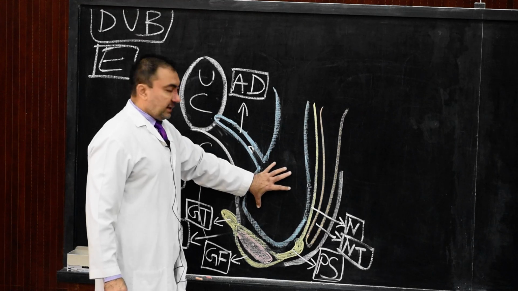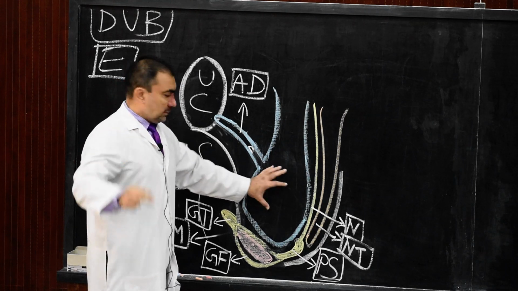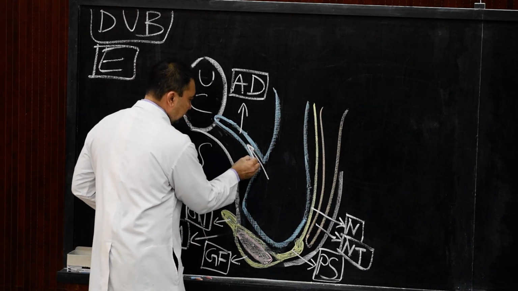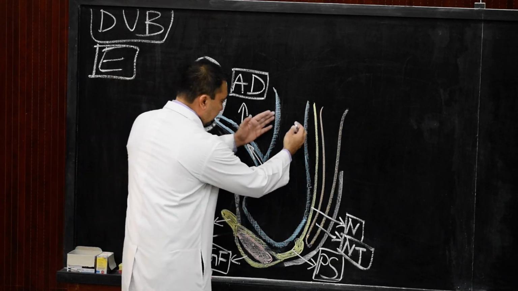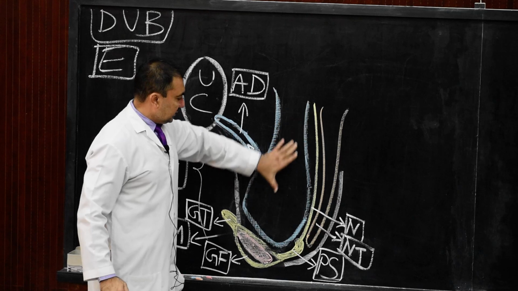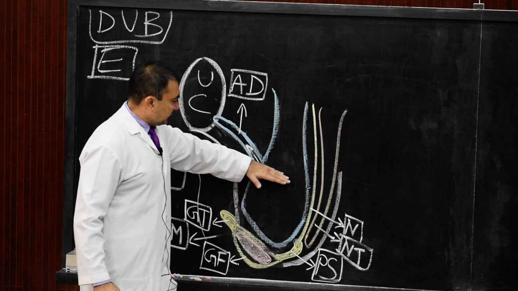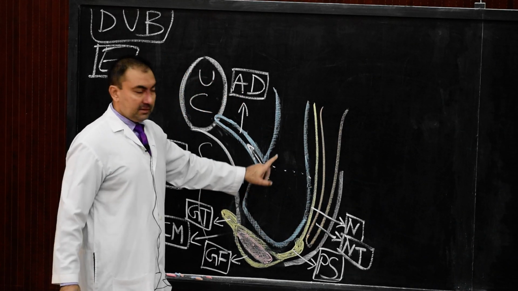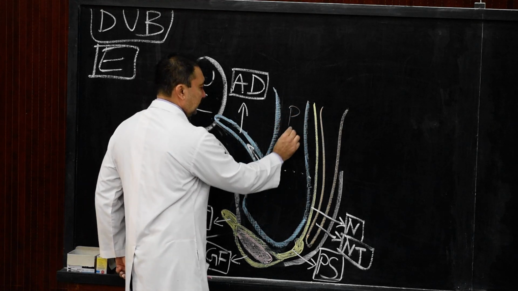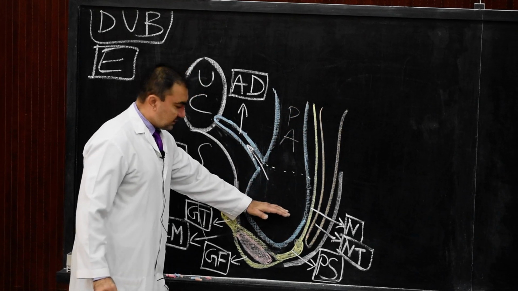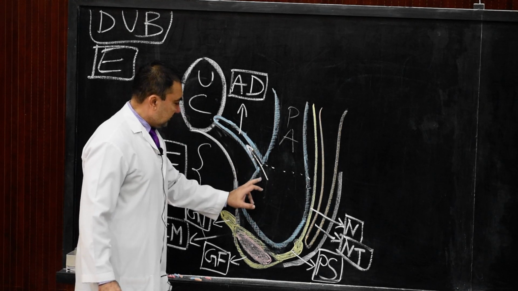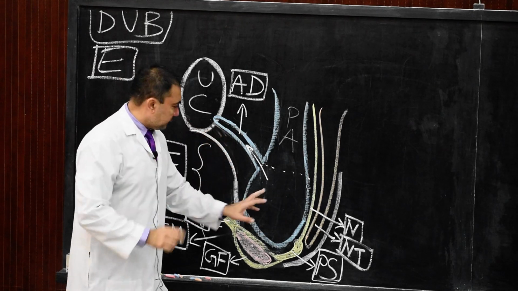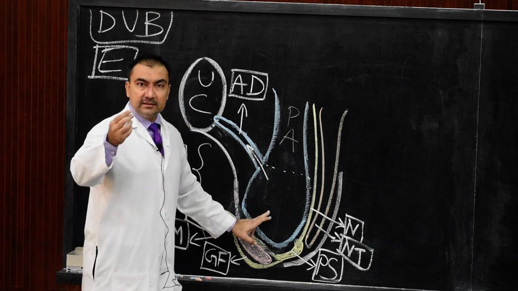Now, this hindgut will be divided into two parts by attachment of the allantoic diverticulum. This allantoic diverticulum, which is attached to the hindgut, will divide the entire hindgut into two parts, pre-allantoic and post-allantoic. The part of hindgut which is lying above the level of allantoic diverticulum is called the pre-allantoic part, and the part which lies below the level of allantoic diverticulum is called the post-allantoic part.